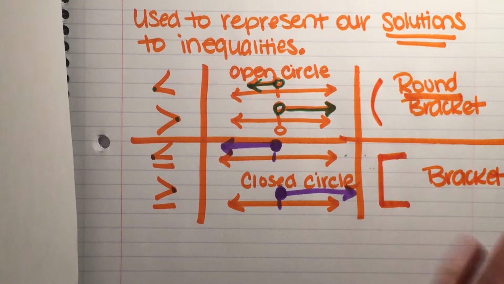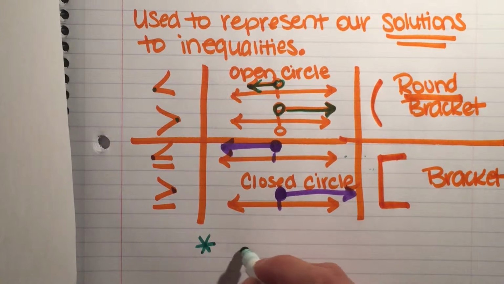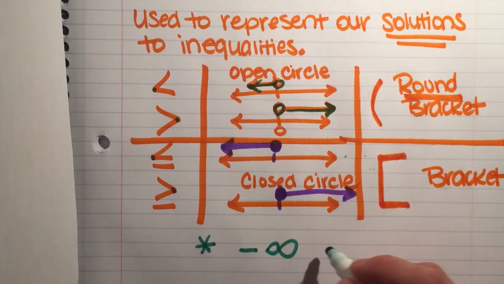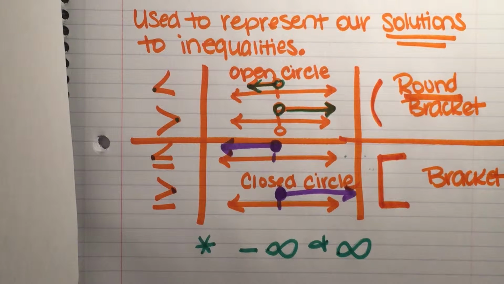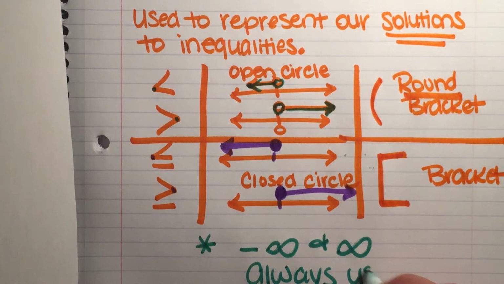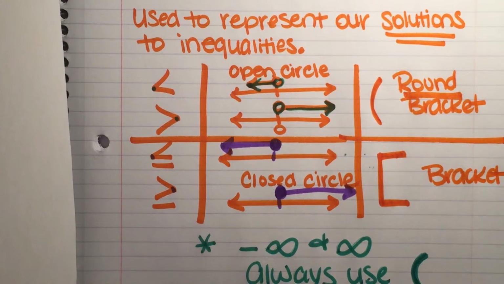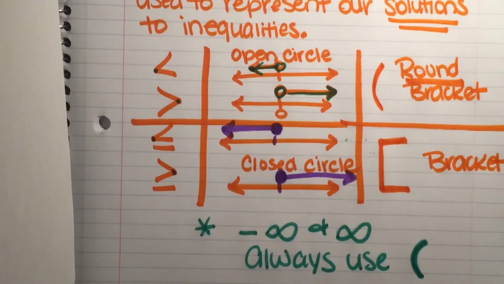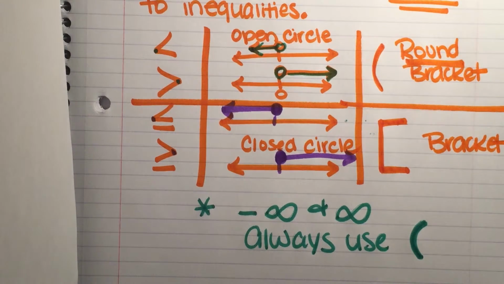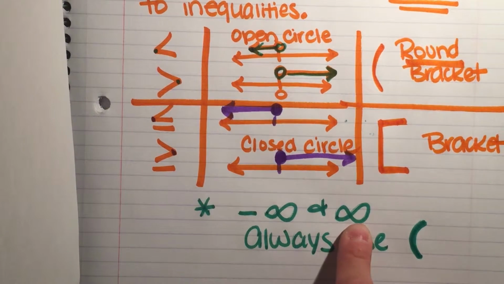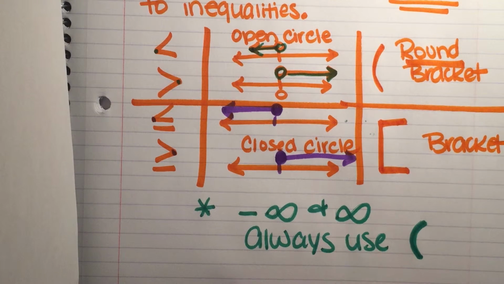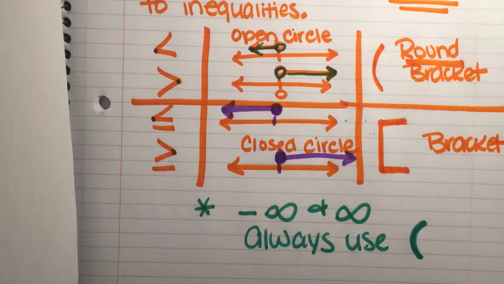Here's a special note. Negative infinity and positive infinity always use a rounded bracket because we can never reach infinity. And also because in negative infinity and infinity, when we're writing an interval notation, simply mean to continue on forever.